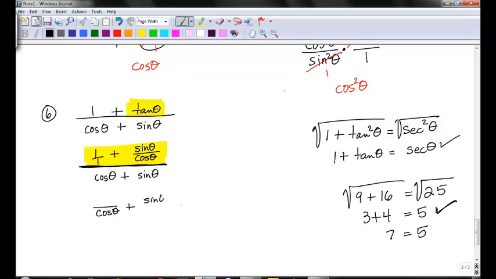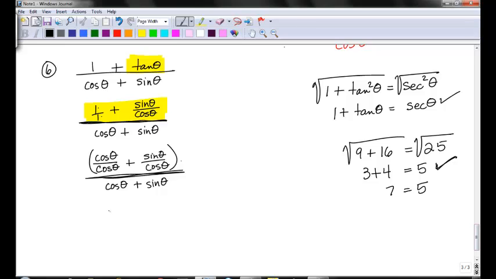This fraction would not change. If I multiply this by cosine, I got to multiply this by cosine. So this is like cosine over cosine. And then it's all over cosine of theta plus sine of theta. Okay? Add these two fractions together. Right? So I should be able to say cosine of theta plus sine of theta all over cosine of theta. That's the top fraction. Divided by cosine of theta plus sine of theta.